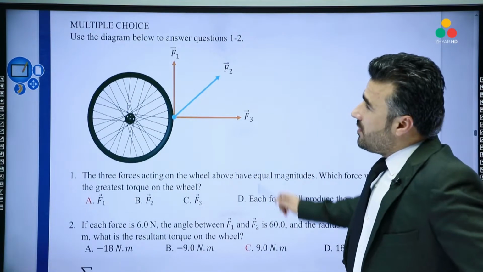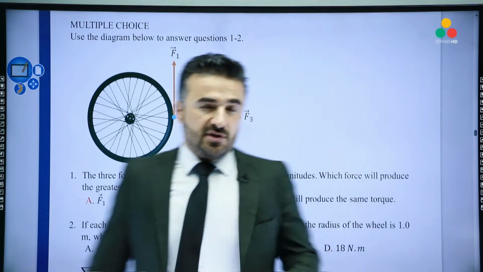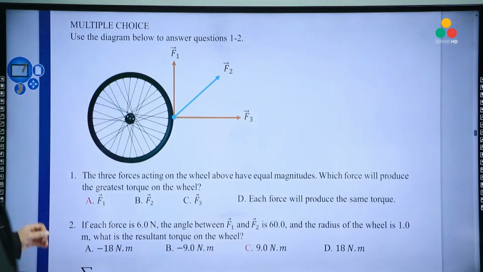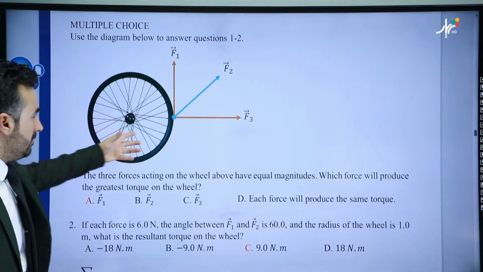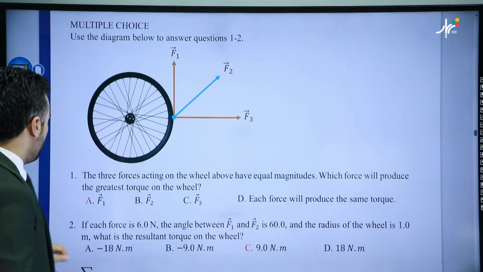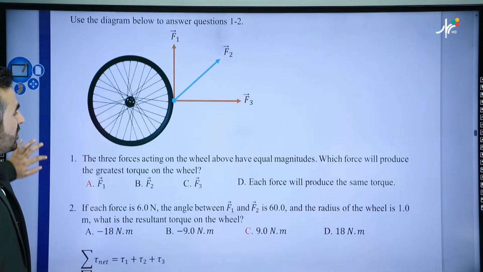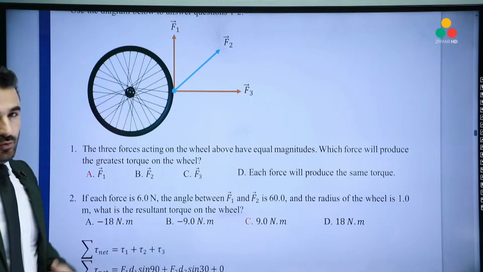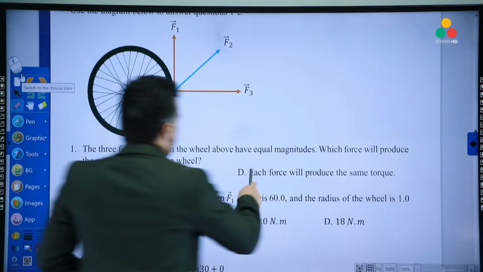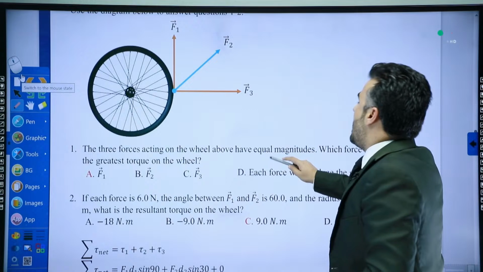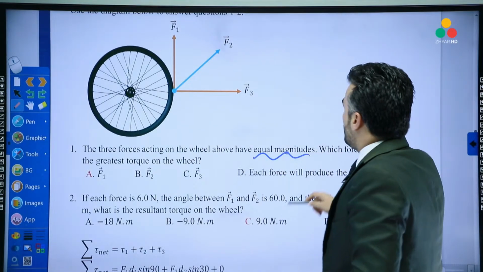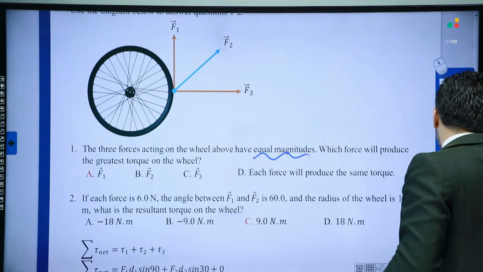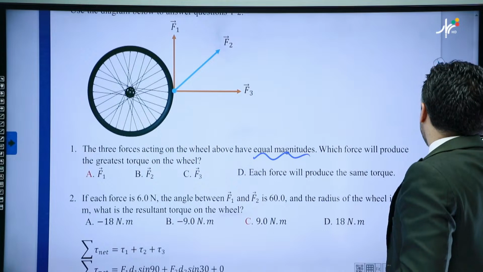Starting with this, we have a multiple choice question. Use the diagram below to answer questions 1 and 2. The first one says, 3 forces acting on the wheel above have equal magnitude. Remember, whenever it says equal magnitude, that means all these forces, F1 and F2 and F3, have the same magnitude, or the same value.